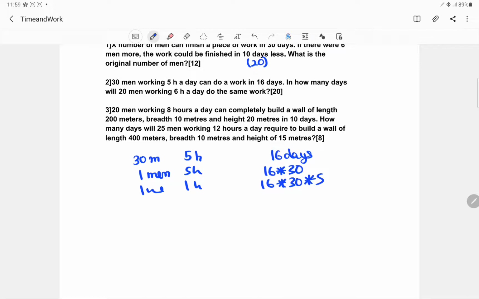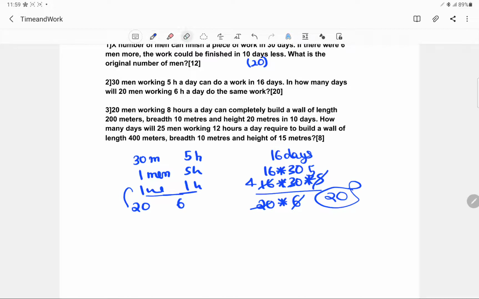Now, in how many days will 20 men working 6 hours do it? 20 men will of course take a lesser number of days. Compare it with the row above it. So they would be taking a lesser number of days. So this would be like 20 into 6. And let's cancel it out. So this is like 5, then this gets cancelled by 4, and this is nothing but 20. So they will end up doing the work in 20 days.